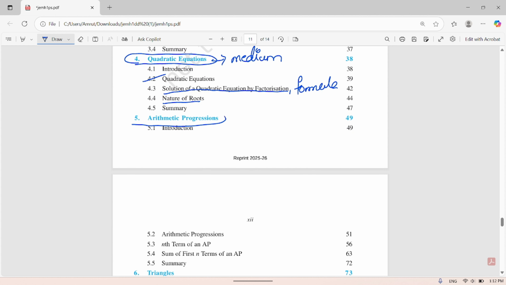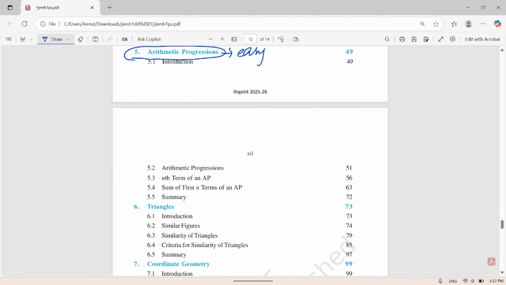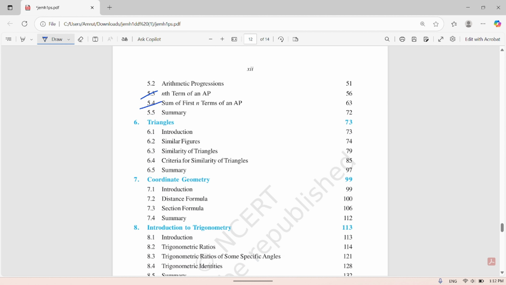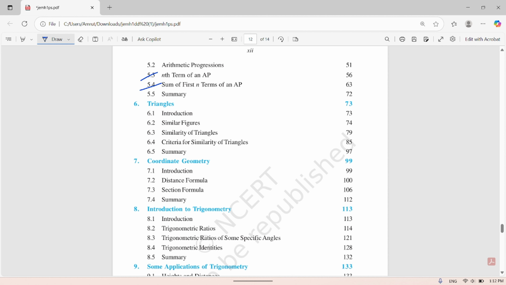And now we have arithmetic progression. This is one of the easy topics in your mathematics of class 10. You will just have two formulas. One is the nth term formula, one is the sum of first n terms formula, and your chapter is done. And simply you will be having some application based questions, word problems kind of thing, which we'll be seeing in later videos.